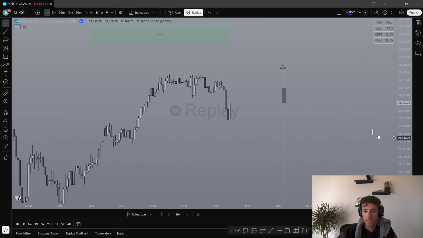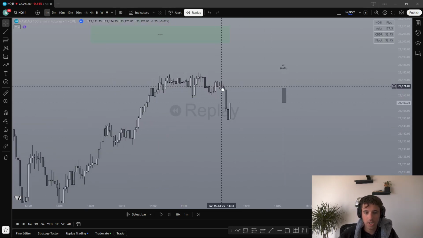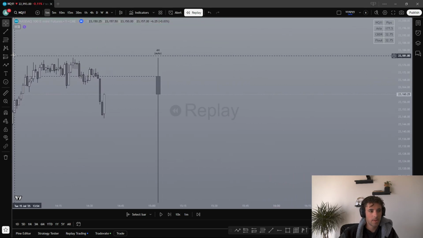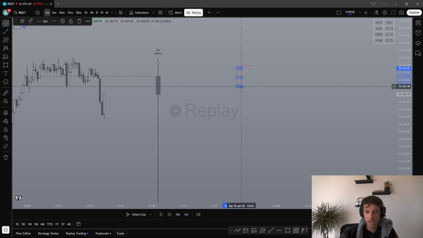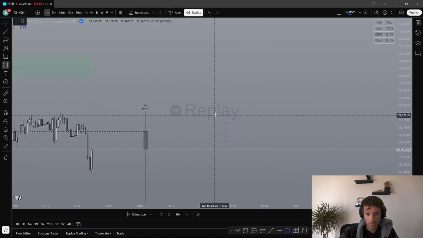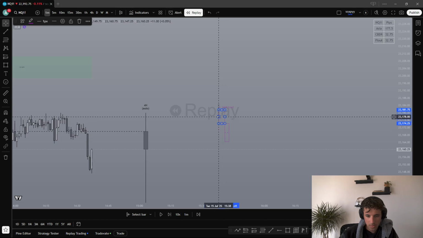Now, how familiar are you with the fair value gap? Because we use those a lot. Kind of familiar. I just don't understand how they work. Okay, let me break it down. Let me grab the box tool. So a fair value gap is 3 candles. Always 3 candles. 1, 2, 3.